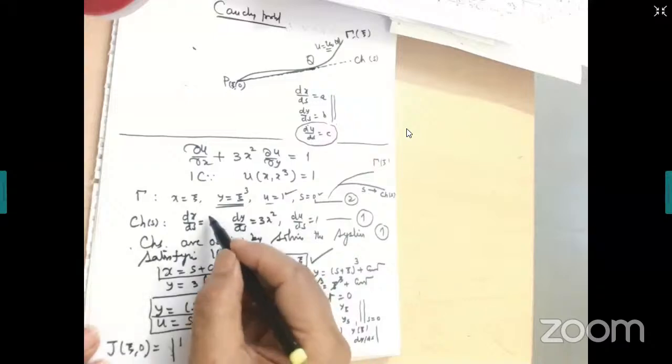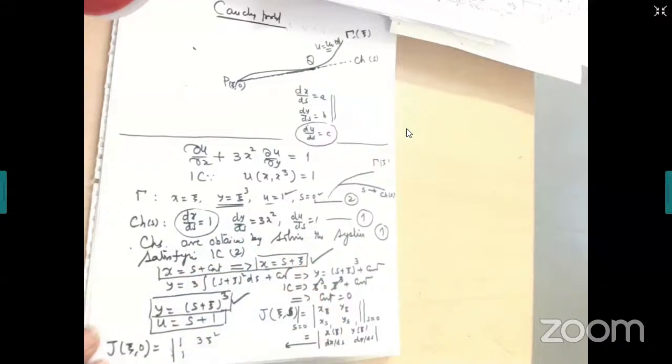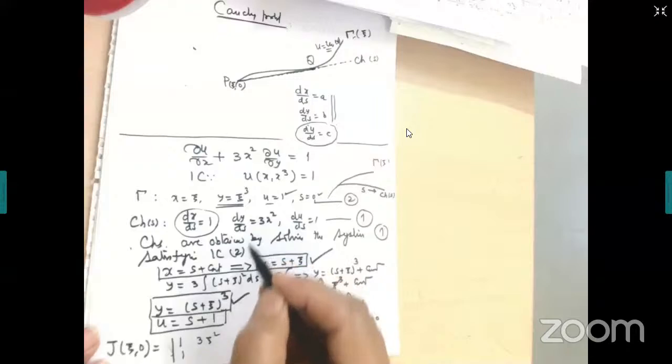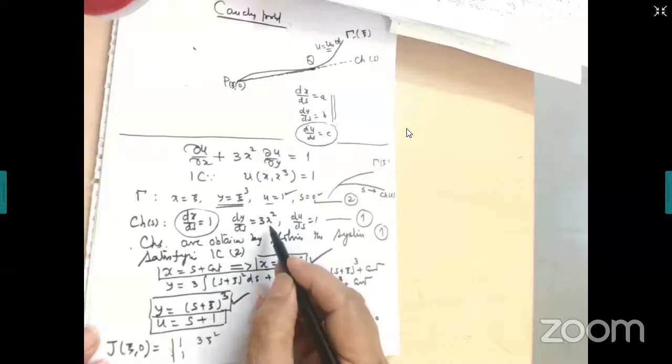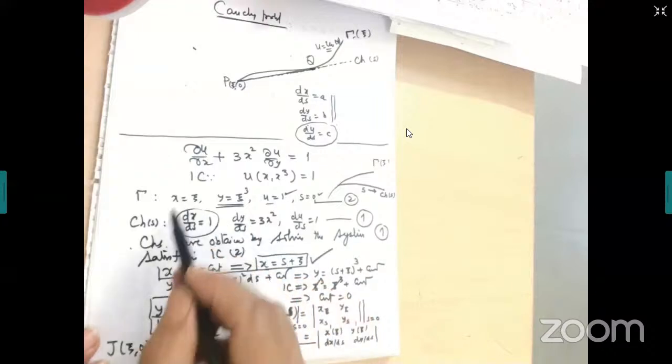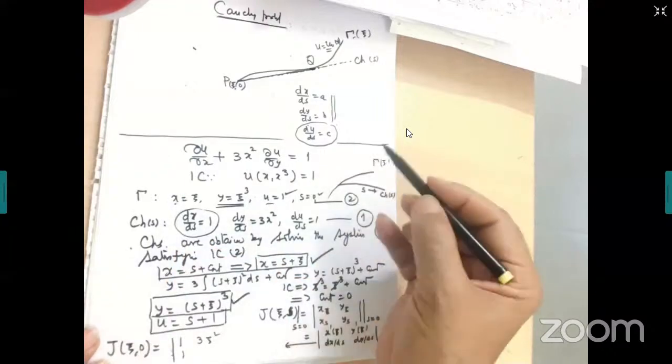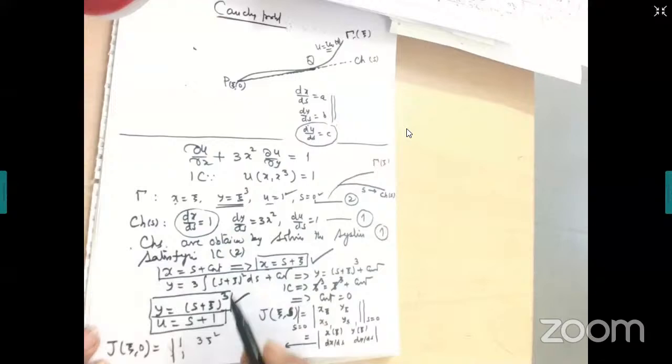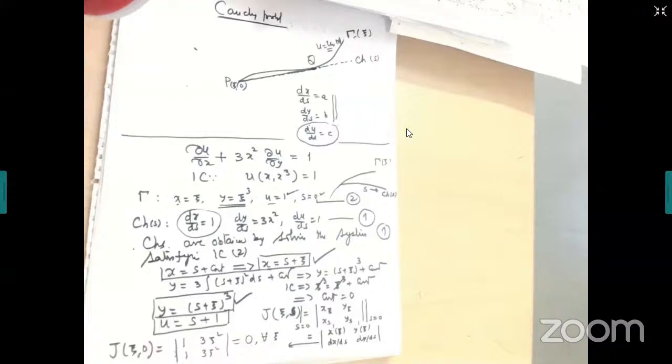dx/ds is given to be 1, dy/ds is given to be 3x square, and what is x by the way? x is your xi on gamma, on this curve. So this is 3 xi square. Am I right? Yes, sir. What do we get? This is equal to 0, and it holds for every xi. Oh, very nice. I got the condition.